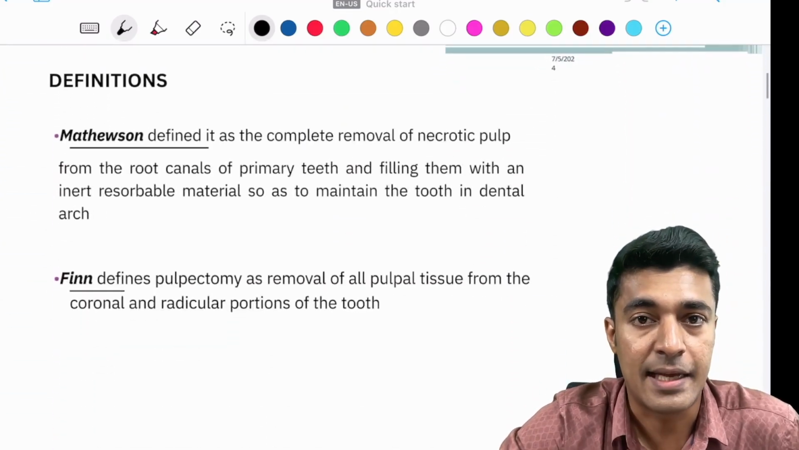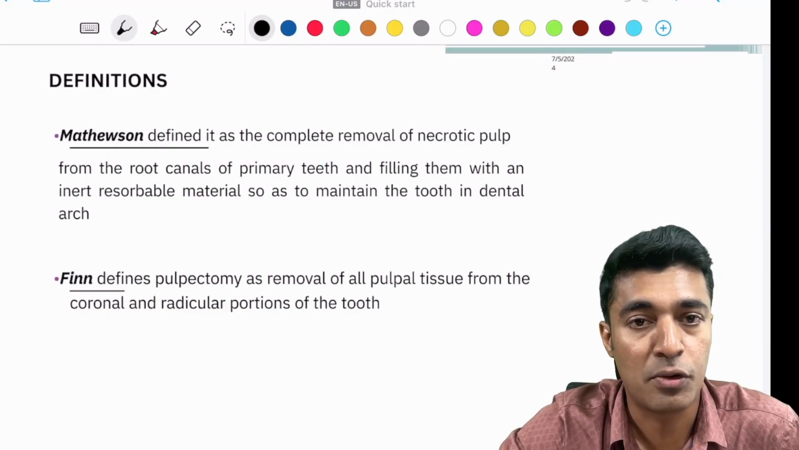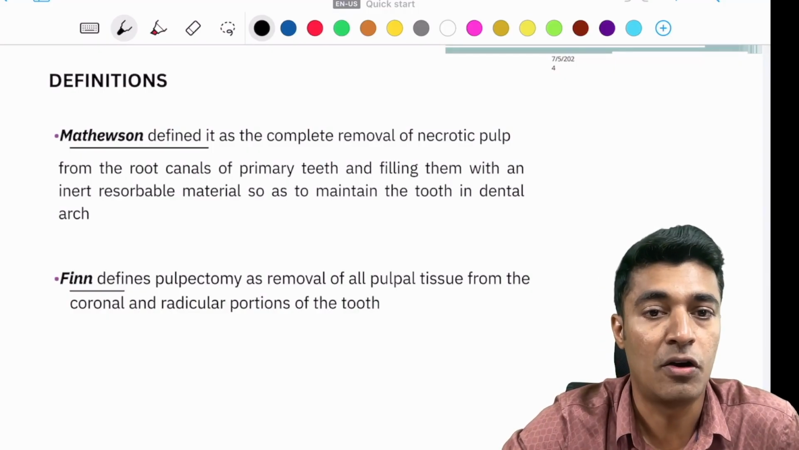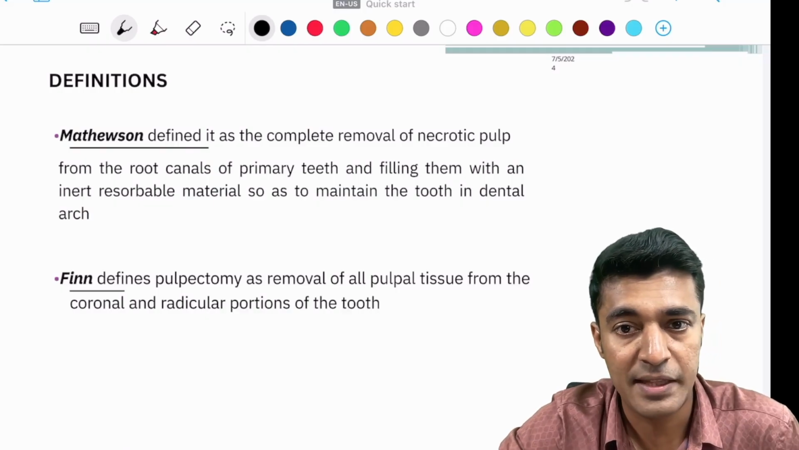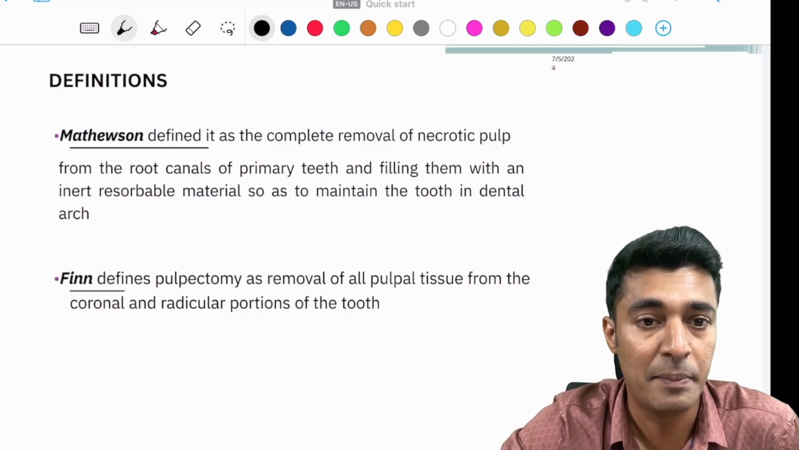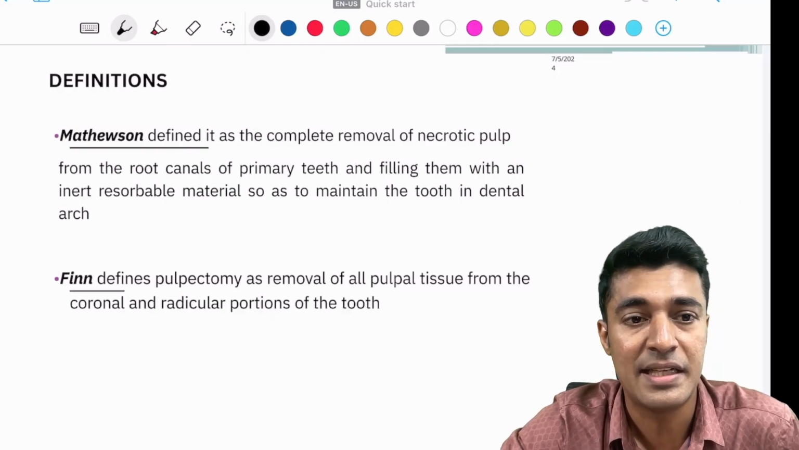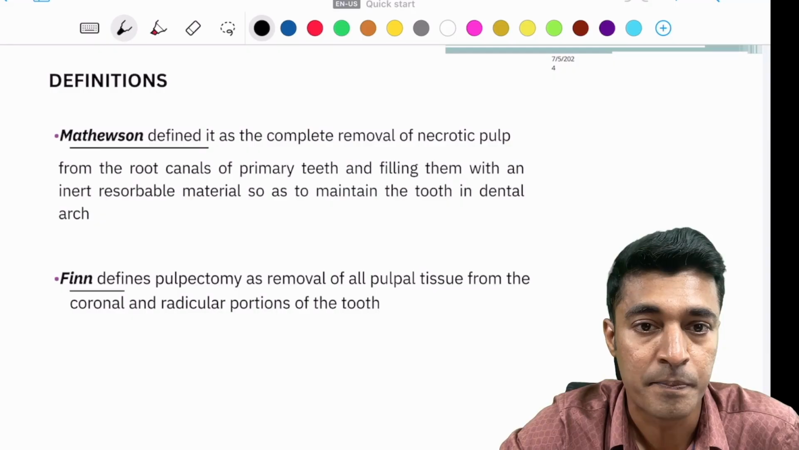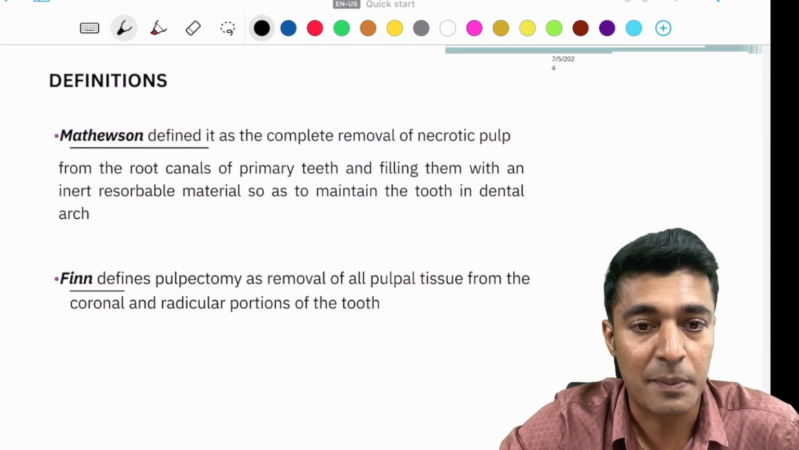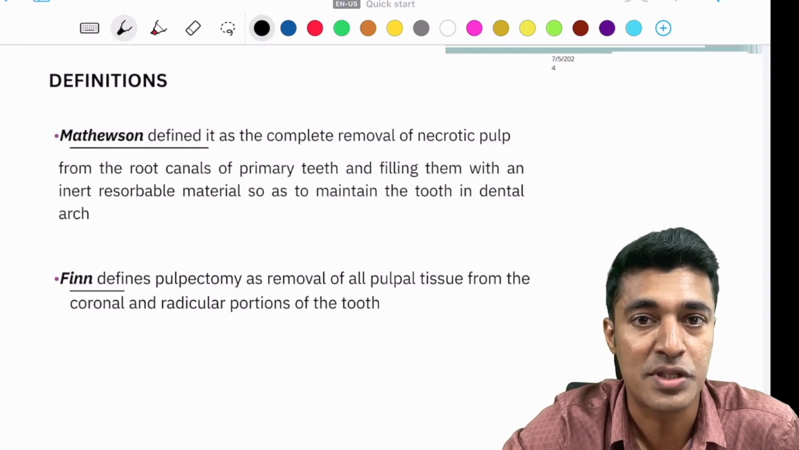Mathewson defined it as complete removal of the necrotic pulp from root canals of primary teeth and filling them with an inert resorbable material so that it can maintain the tooth in the dental arch. Finn defines pulpectomy as removal of all pulp tissue from the coronal and radicular portions of the tooth.